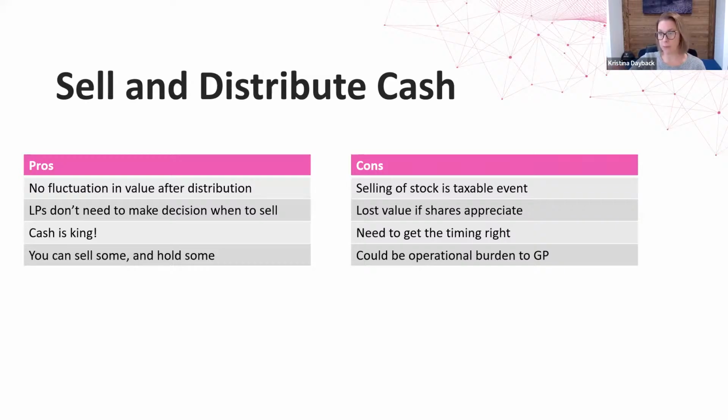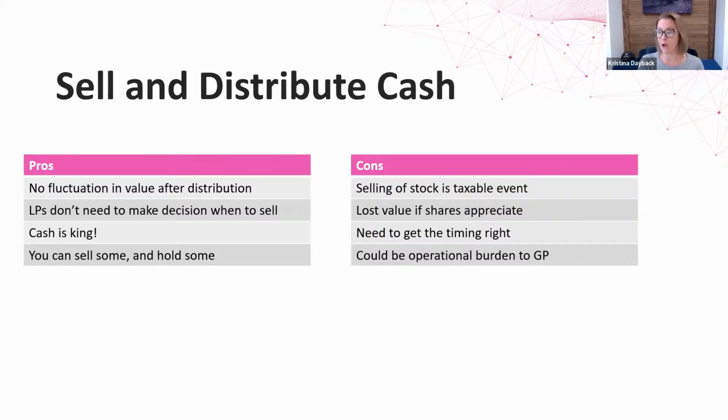And then the other option is you sell and distribute the cash. So the good thing is once you sell the stock, that value is locked in. Your LP's distribution on their cap accounts is the exact amount of cash that they're receiving. There's no appreciation or depreciation of that value. Cash is cash.